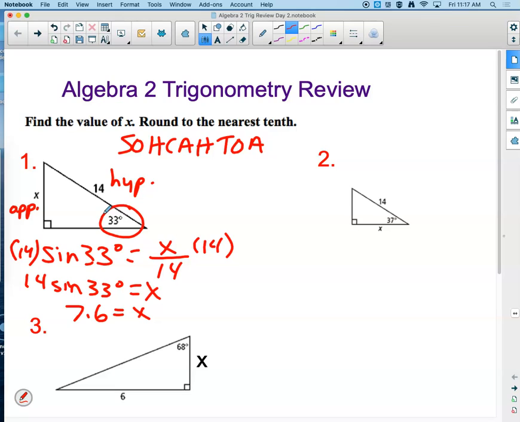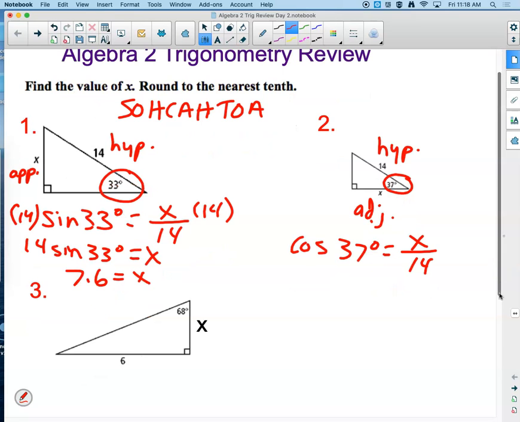All right, let's look at number 2. There's the angle that they've given me. Now we use those labels of opposite, adjacent, and hypotenuse to figure out what we have. So what label should we give the x? Adjacent. What label do we need to put on the 14? Think SOHCAHTOA. Which one of the trig functions uses adjacent and hypotenuse? Cosine. So cosine of 37 degrees equals x over 14.